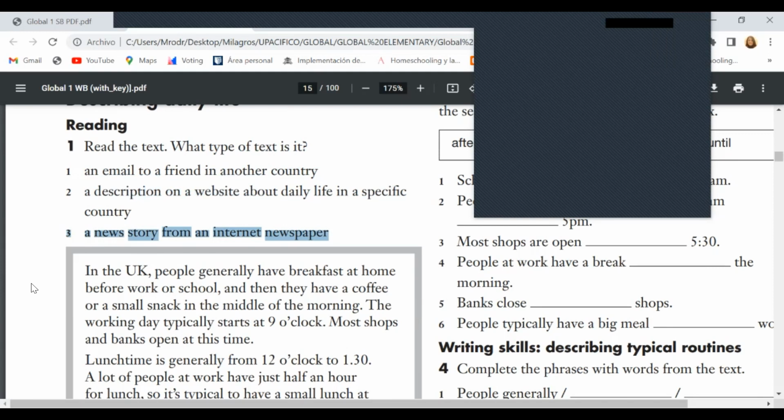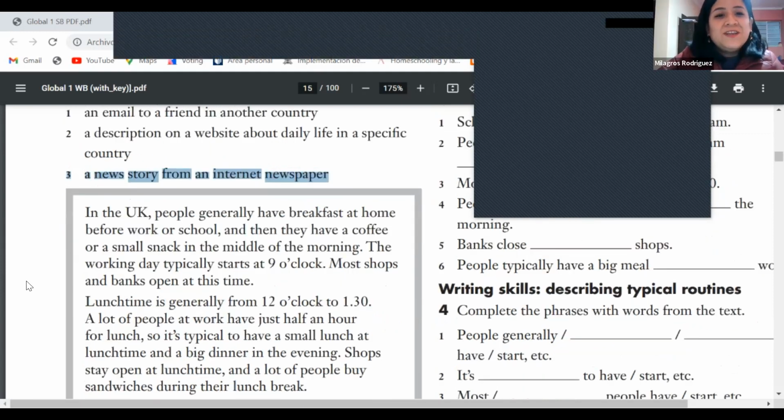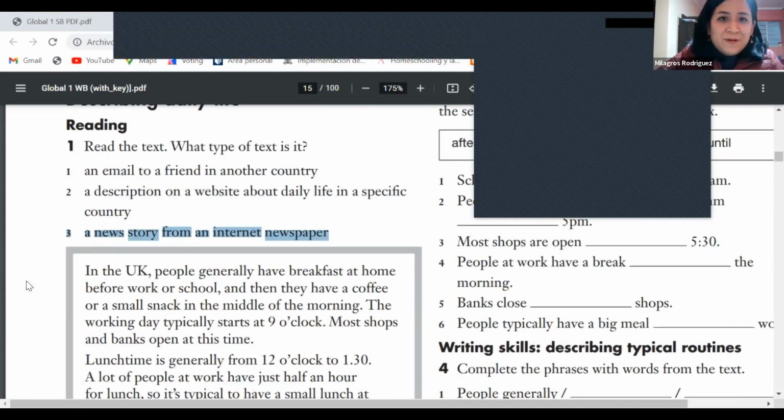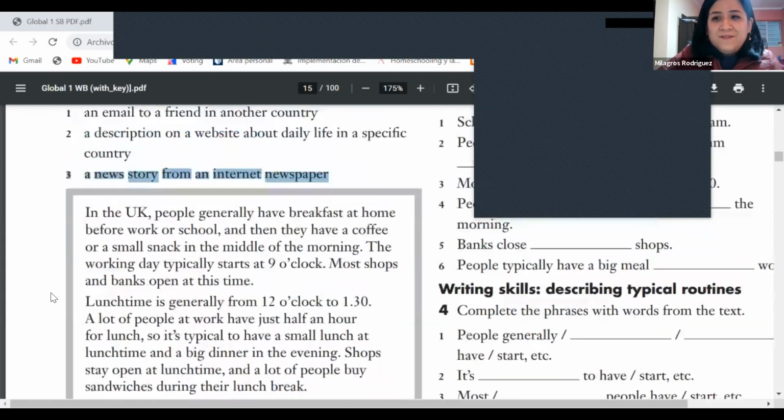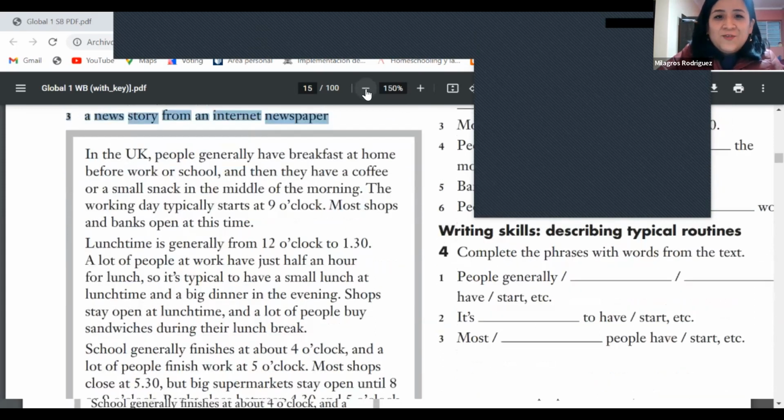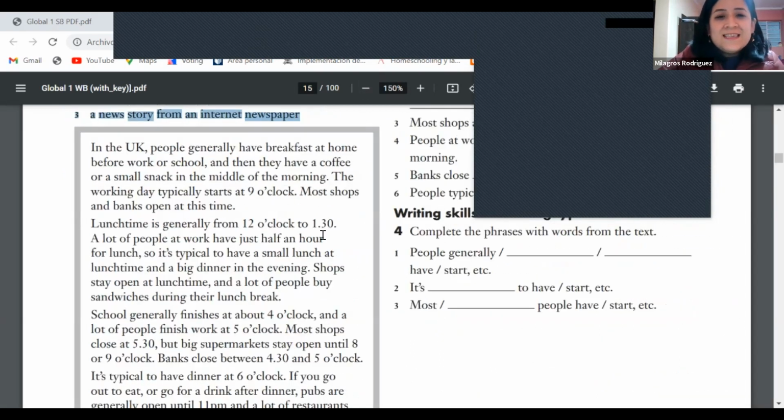I think answer number 1. Number 2. Yes, it's a description, right? It's a description on a website, probably on a blog, on a forum, whatever, but it's a description about the life in a specific country. In this case, the United Kingdom, the UK. In this text, do you notice any similarities with the life in Peru?